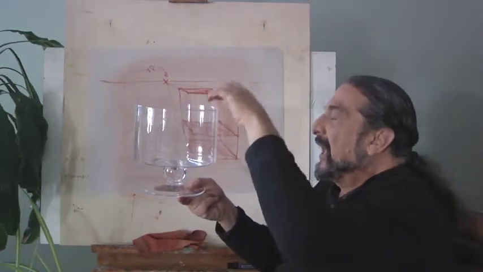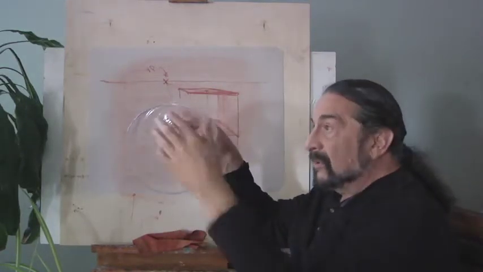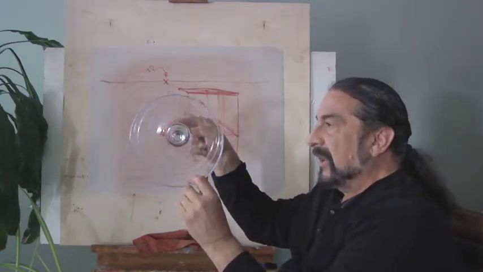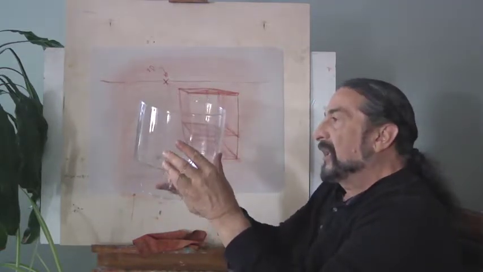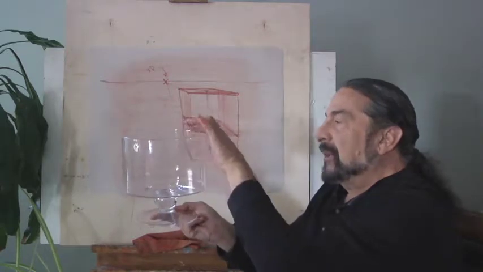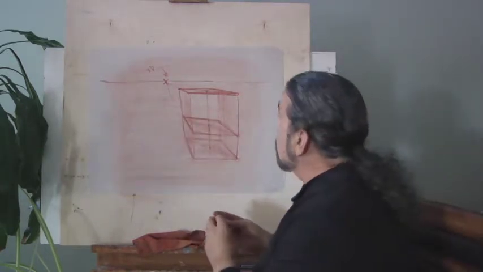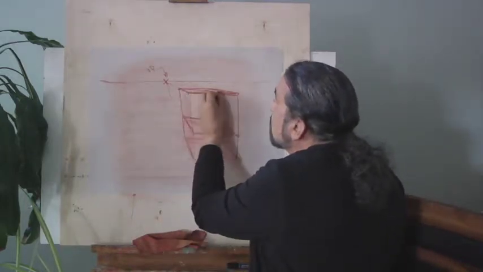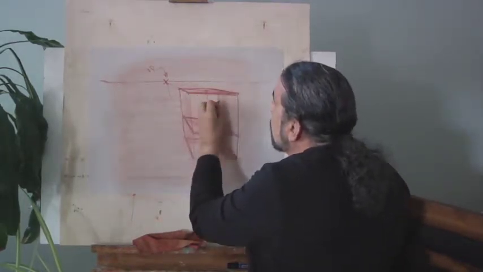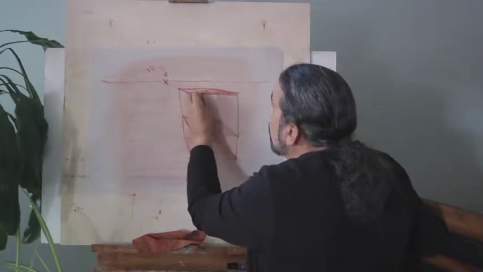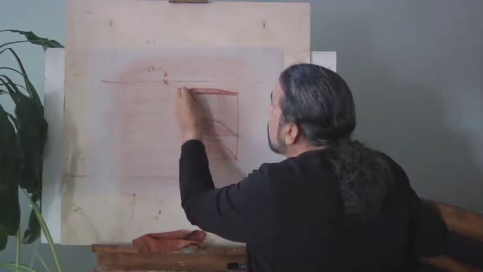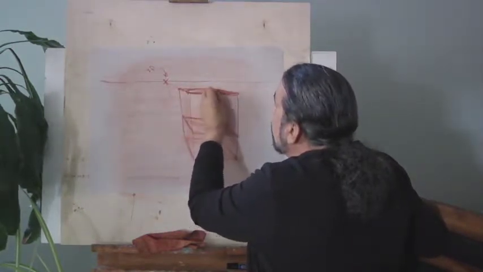Now, as a circle, we're going to do the top, that's a circle. Now, as we turn it into perspective, it becomes visually an ellipse. So let's inscribe our first ellipse over here. Inscribe our first ellipse, and here it is.